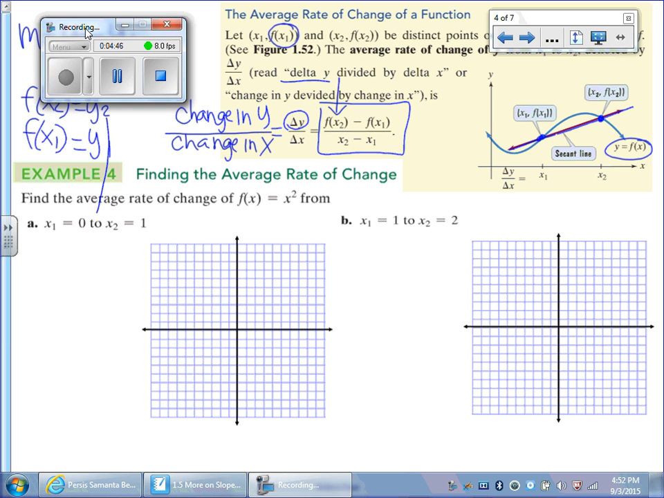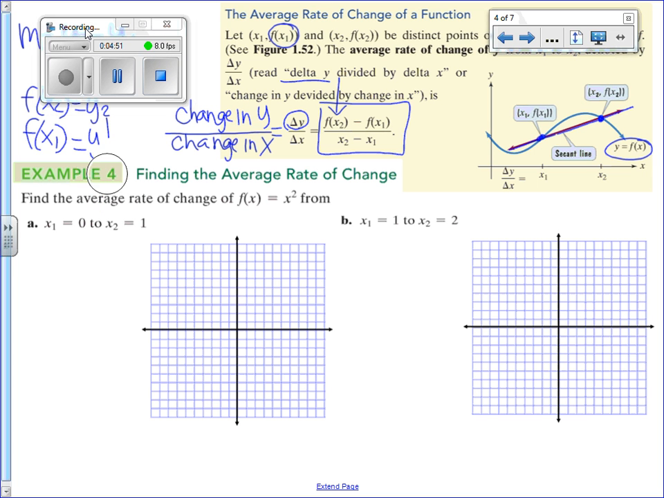Okay, so let's look at example 4, and we need to find the average rate of change of f of x, and we have the equation of that function here, which is a quadratic function. Also, we are given two x values. x sub 1 is equal to 0, and x sub 2 is equal to 1. So what we're going to do is find the y values, or the f of x sub 1 and the f of x sub 2.